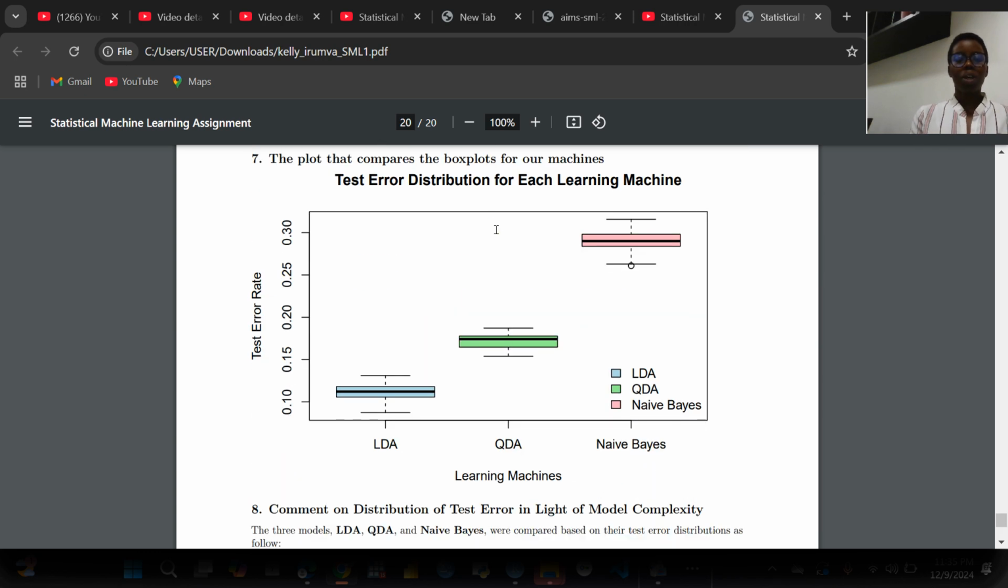When we compare those models with the test error distribution using box plots, I can say that LDA, and when I say LDA, I also mean FLDA, is the best model to use. And QDA, even though it can perform well, is somewhat inconsistent. And naive Bayes is the worst. It's obvious that it is the worst model.